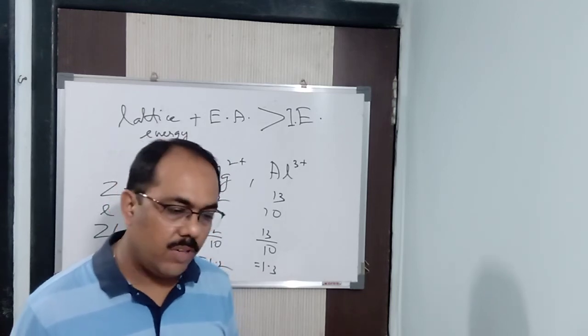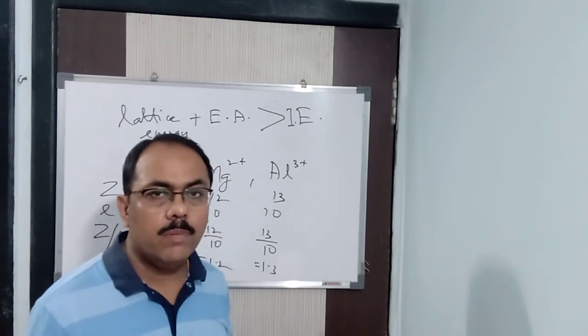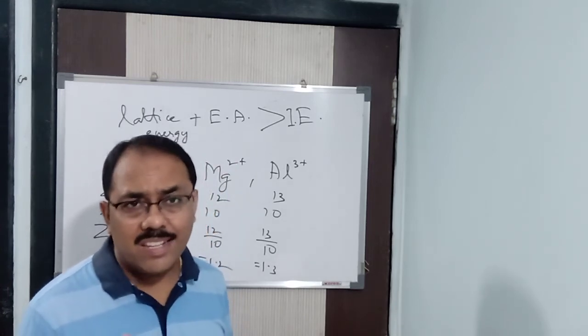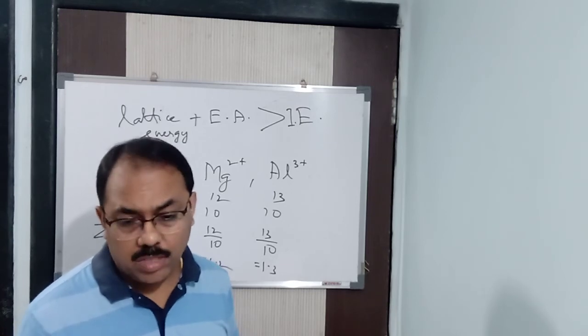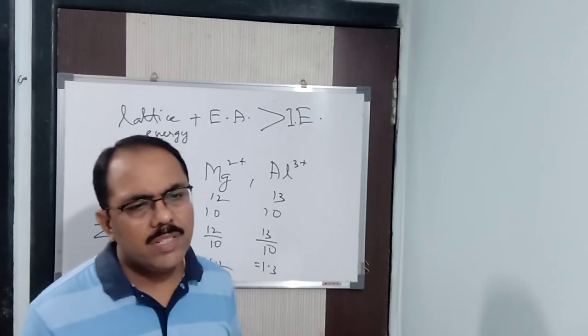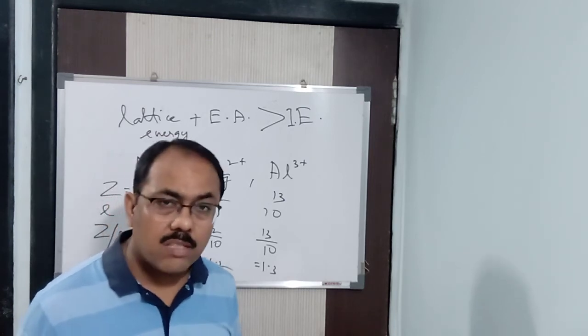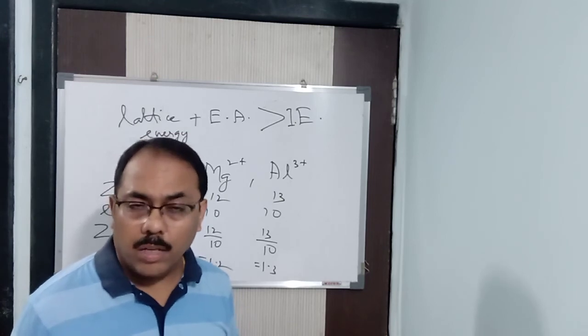Alright, clear? In this way, you have to remember this. If hydration energy is greater than lattice energy, the compound is soluble. If hydration energy is less than lattice energy, it is insoluble, even if it is an ionic compound. Example: lithium oxide, lithium chloride. And if hydration energy is equal to lattice energy, then it will be slightly soluble. Clear? For example, sodium chloride.